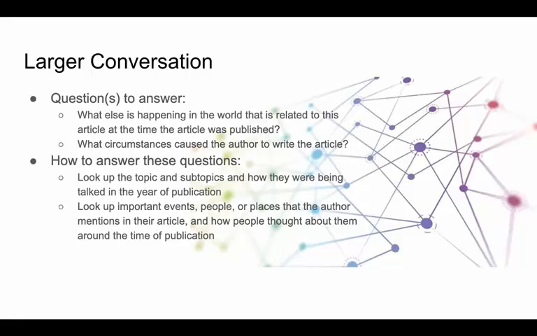So it could have been a historical event that the author is responding to. Another thing is you should look up the important events, people, or places that the author mentions in the article and how people thought about them at the time of publication. Again, this could be outside of the author's circle, especially if they're responding to the popular opinion at the time, if they're voicing another opinion.